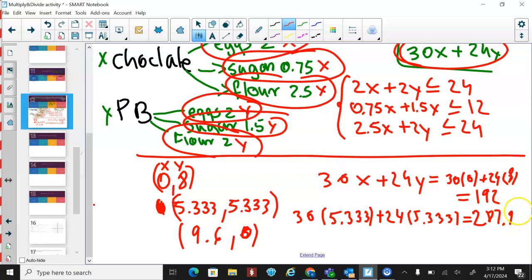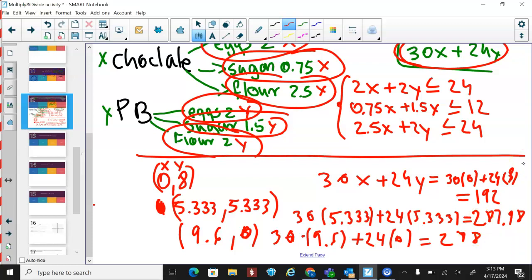Okay. And then the last one, it was 30 times 9.6 plus 24 times 0, which is 0. Okay. So 30 times 9.6 is 288. So again, very close. Okay.